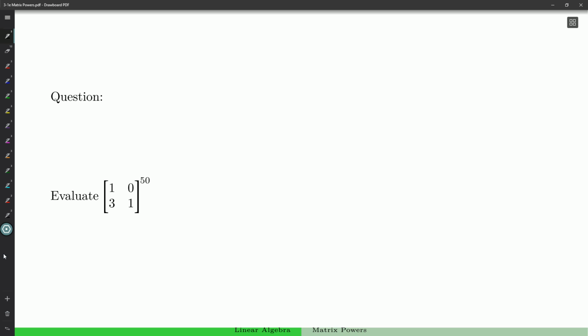Evaluate the matrix [[1, 0], [3, 1]] to the power 50. So 50 is big. I usually say anything to the 5 or to the 6 or beyond is usually something. 5 and 6 are usually my limit. If it's 7 or 8, I'm probably going to start looking for a pattern, and certainly if it's double digits, which this one is.